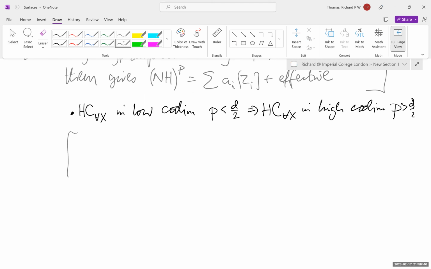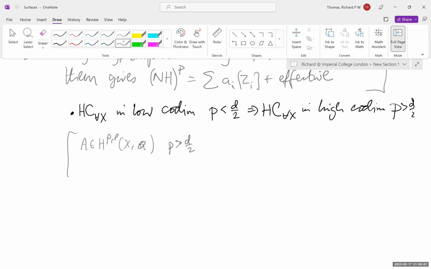So you take your A in H^{p,p}(X, Q), where p is bigger than d over 2. So we start with our high codimension class, and we're going to try and prove it from a low codimension class.